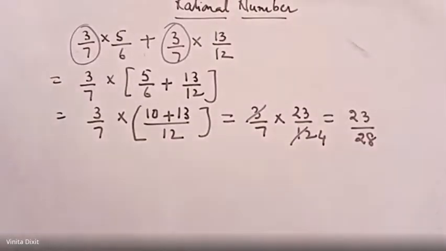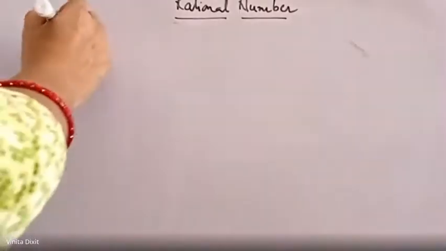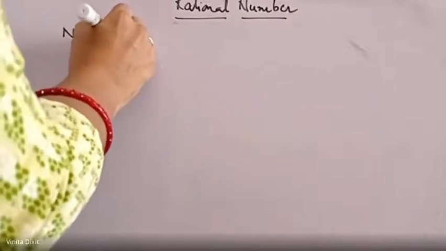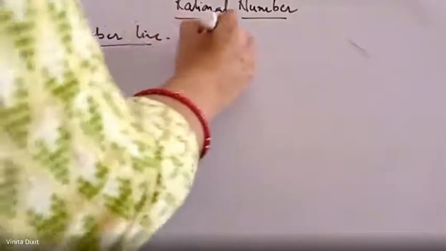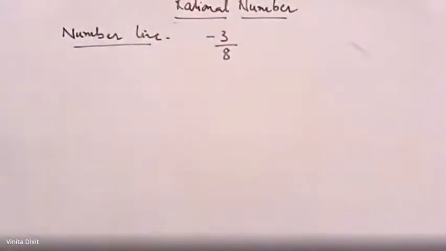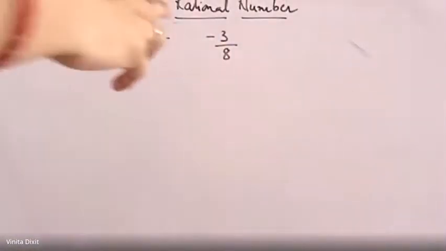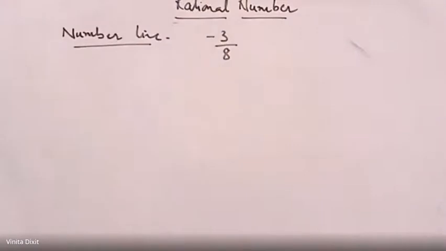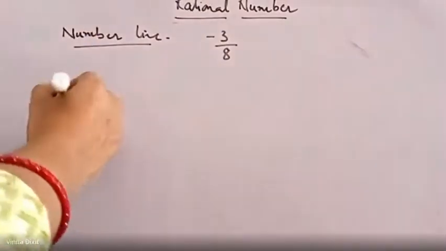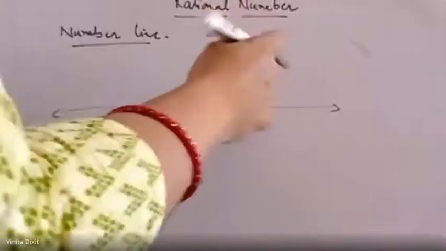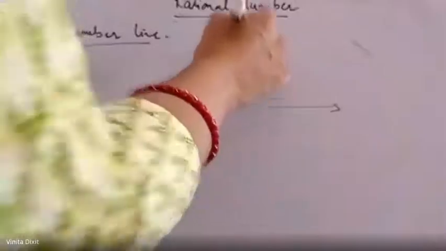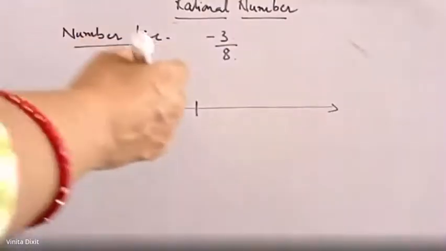Now we have number line. We also have done number line. Now let us represent minus 3 by 8 on number line. So the first thing we see is whether it is positive or negative. If it is negative, we will represent it on the left hand side. And if it is positive, on the right hand side. Then we see whether the numerator is less than the denominator. The numerator is less than the denominator, so it will lie between 0 and minus 1.